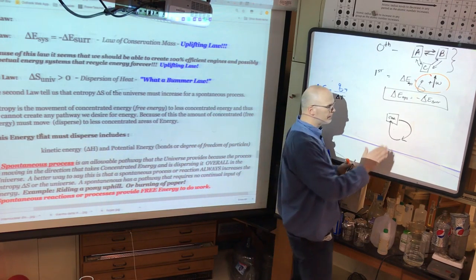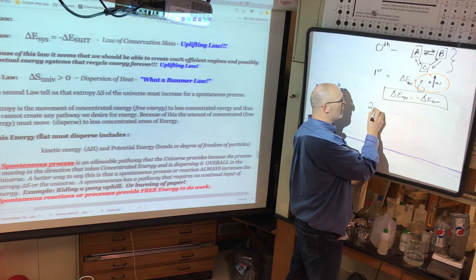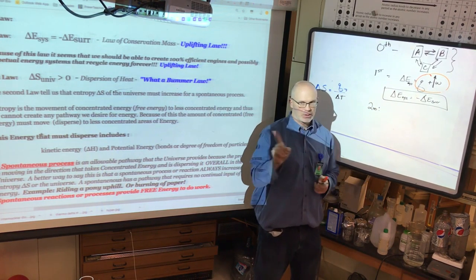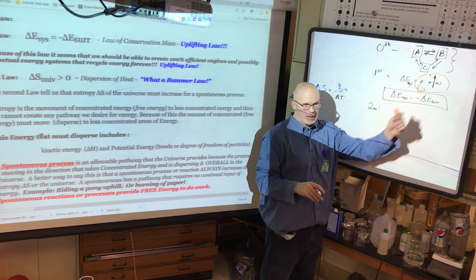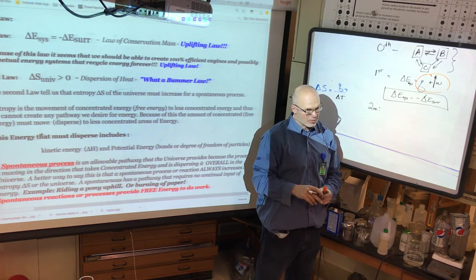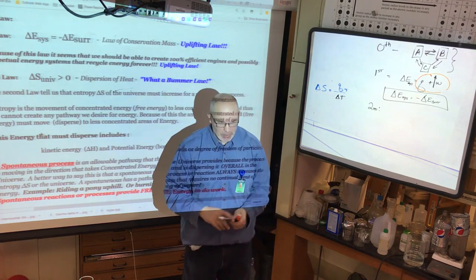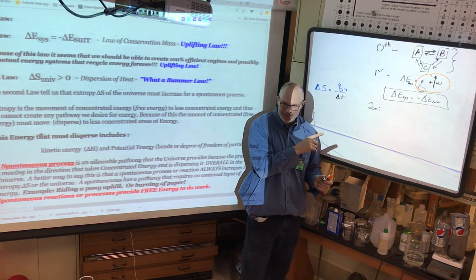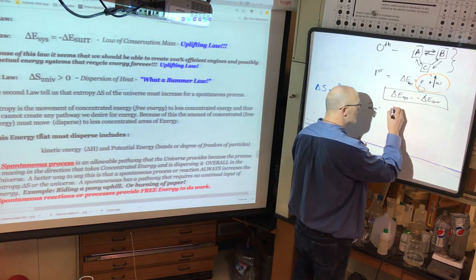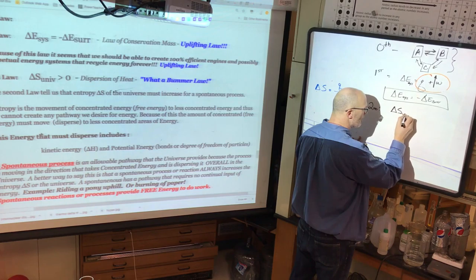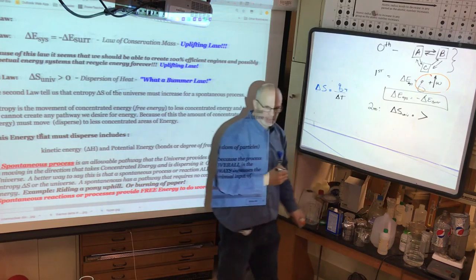Until you get to the bummer law. The bummer law states, the second law of thermodynamics says, no. Everything isn't possible. There are only certain pathways allowed. The second law states that there's only certain paths the universe will what? Give you. Now the law goes, the delta S of the universe must increase, must be positive and keep increasing.